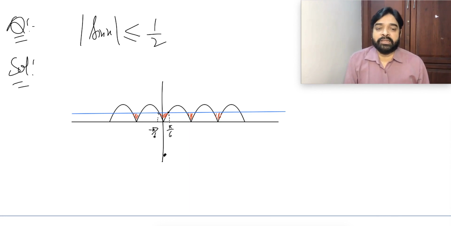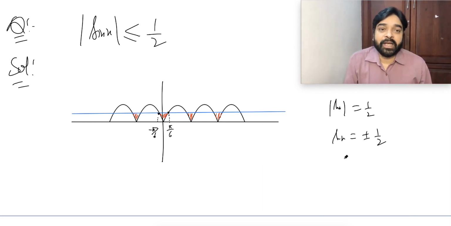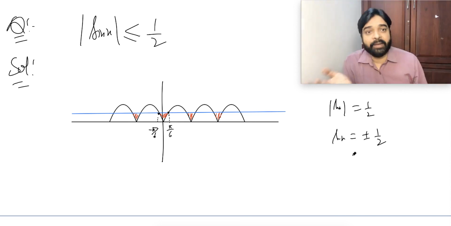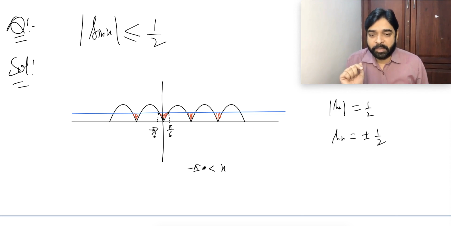Some people did not understand, let me explain. To get this point, what do you do? Mod sin x equal to 1 by 2, so sin x equals plus or minus 1 by 2. That happens at pi by 6 and at minus 30 degrees, and that's what I wrote. And this is the selected portion. So I will say x lies between minus pi by 6 and pi by 6, closed interval.